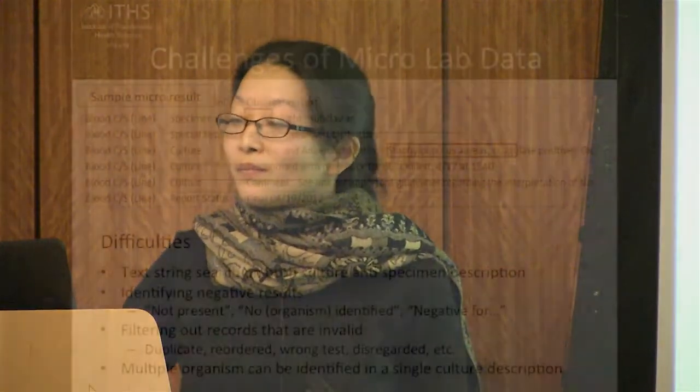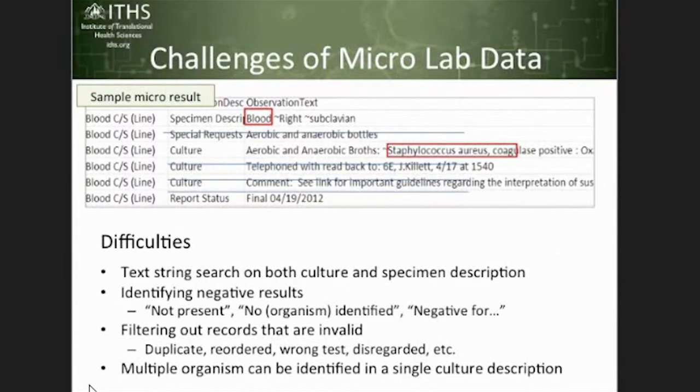So that was our solution. However, there are also challenges every time you find a solution, which is that micro data is not very structured. It is structured, but not completely. These are six lines of things that we get in one test result for microbiology. This is just two columns out of it that we would focus on. We have specimen description, special request, culture description on three different lines, the status, and the list goes on. But I just focused on this because these two boxed items are what we're actually looking for.